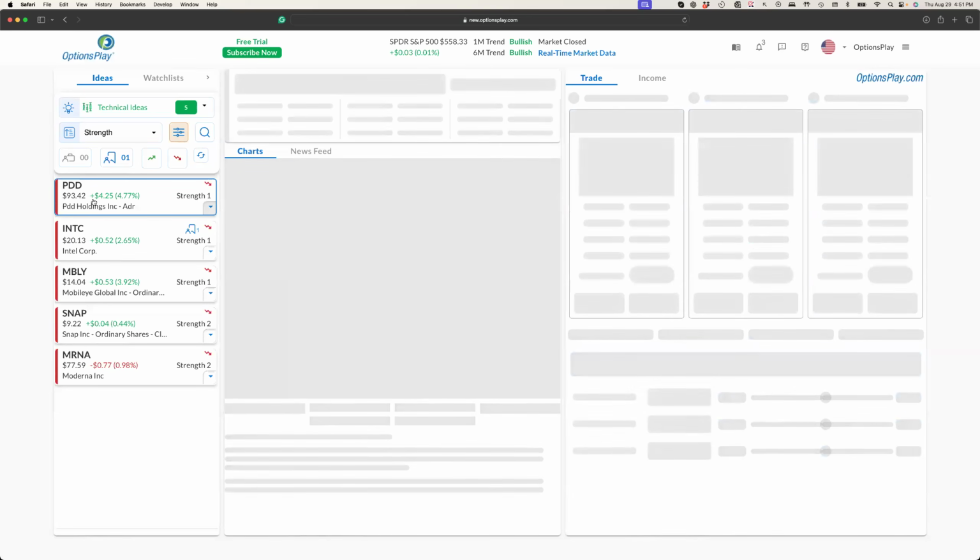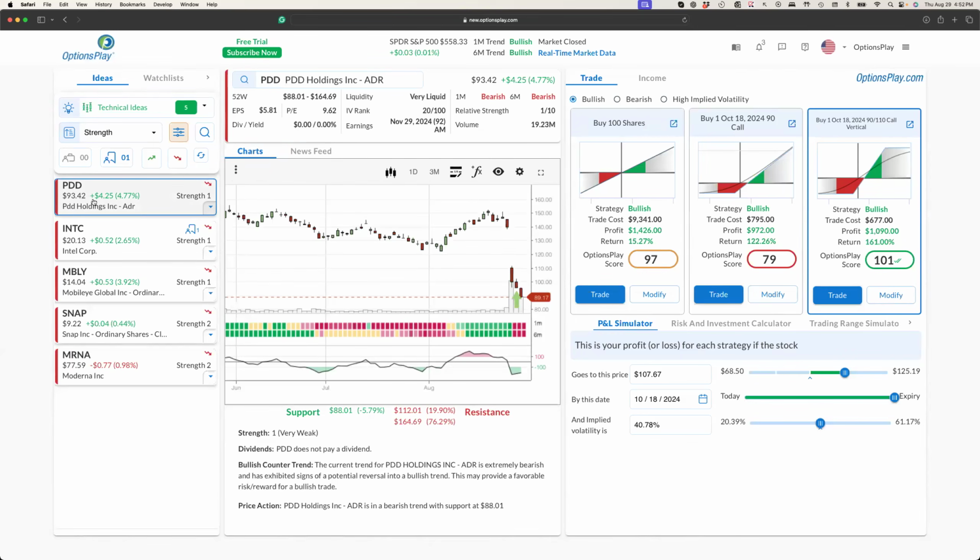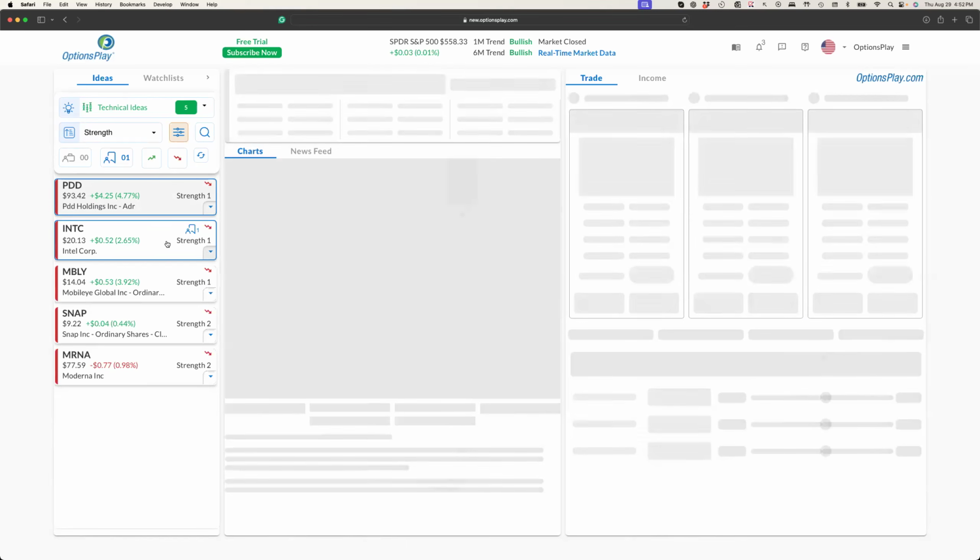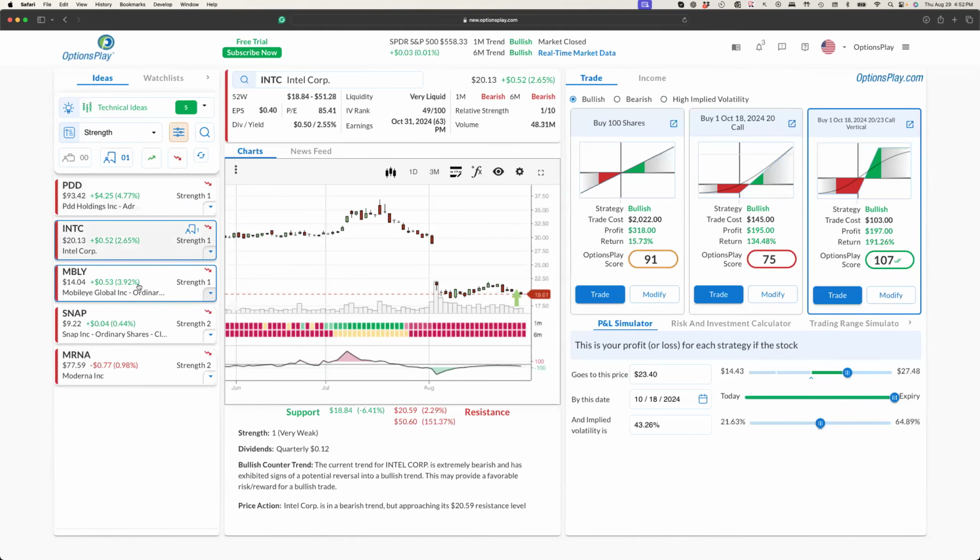Stocks that are severely oversold are the ones that have a high bounce potential to rally very quickly, right? The stock is up nearly 5% today. You look at Intel, severely oversold, up 2.5% today. Mobileye, severely oversold, up 4% today.